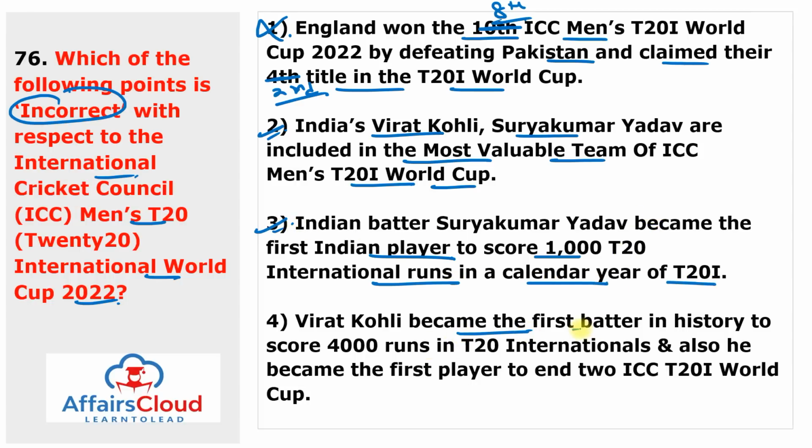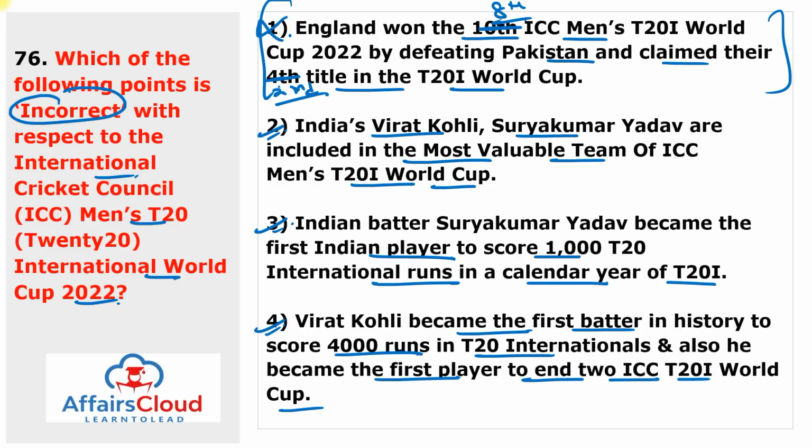Virat Kohli became the first Indian batter in history to score 4000 runs in T20 internationals, and he also became the first player to win 2 ICC T20 World Cup player of the tournament awards. These are again true statements. So all the statements are correct, only the incorrect statement is 1.